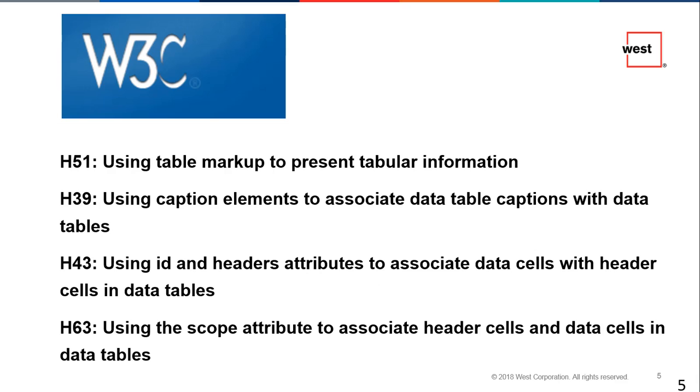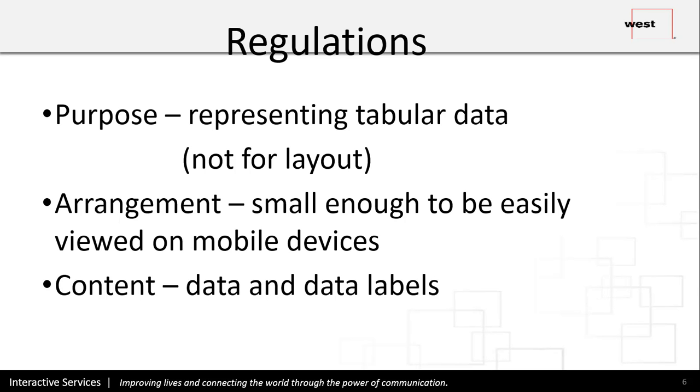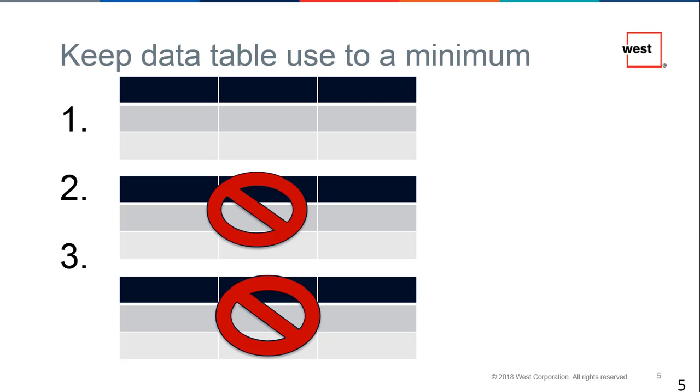Data tables are an important tool for organizing data in web content. They can, however, be daunting when considering the requirements necessary to make them accessible to screen readers and other assistive technology. This video will cover inserting a data table in a content space page and ensuring it is marked up properly to be accessible. There are regulations for the purpose, arrangement, and content of a data table in order for it to comply with the Web Content Accessibility Guidelines, or WCAG 2.0.